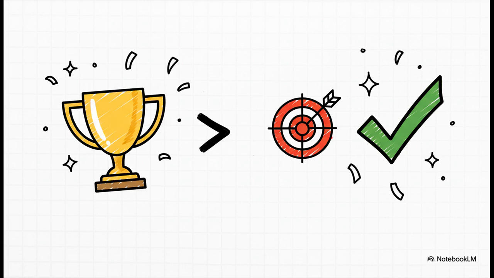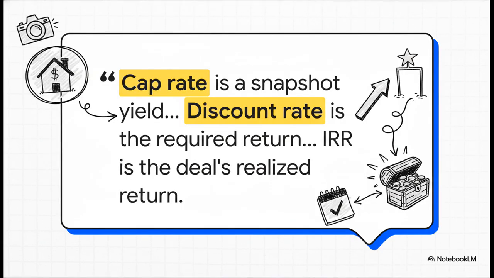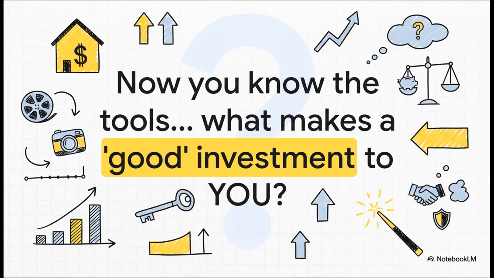You've won the game. So, if you remember anything from all this, just remember this. The cap rate is that quick, helpful snapshot. The discount rate is the personal goal you set for the return you want, and the IRR is the final, true measure of the return you actually get. We've given you the toolkit the pros use, from a simple snapshot to the full movie. So the final question isn't about the numbers, it's about you. Based on your own goals and how much risk you're comfortable with, what does a great deal actually look like? That's the real magic number.